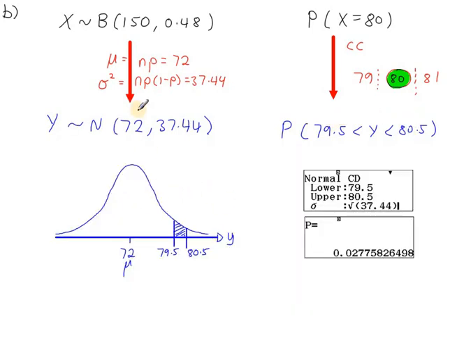So on our sketch, 72 again in the middle, that's the mean. 79.5, 80.5, it's this region that we're looking for. Calculator: lower limit, upper limit, standard deviation, and this is the probability. Again, this is an estimate to this.